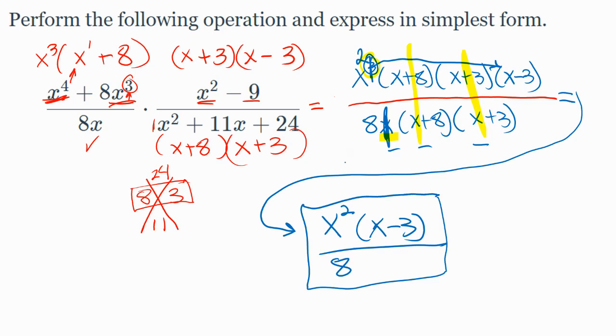And if I had also asked for points of discontinuity, you should have answered before you cancel everything out. There would have been a 0 right here, so x can't be 0, can't be negative 8, and can't be negative 3 from each one of these factors in the denominator, because we cannot divide by 0.